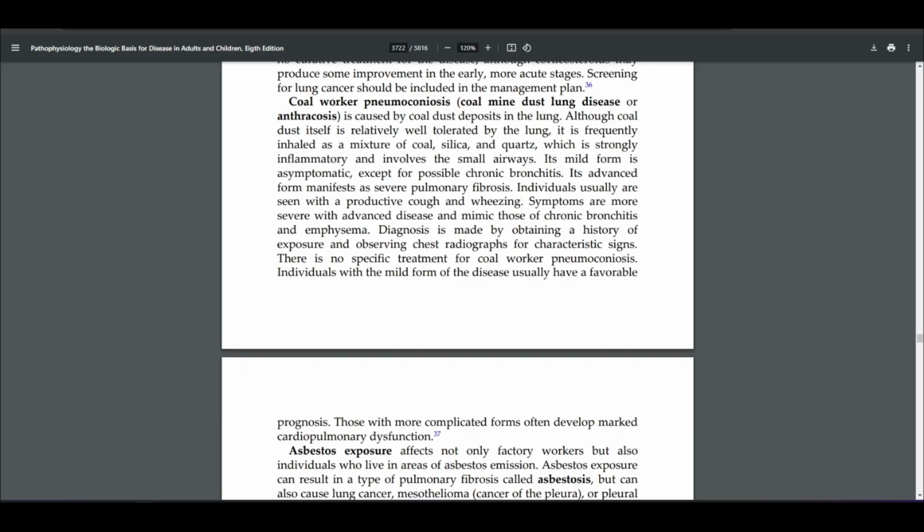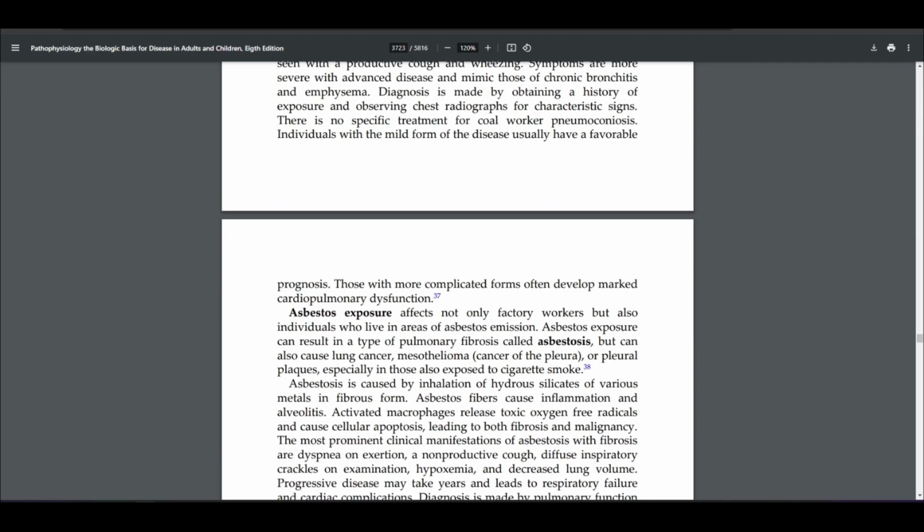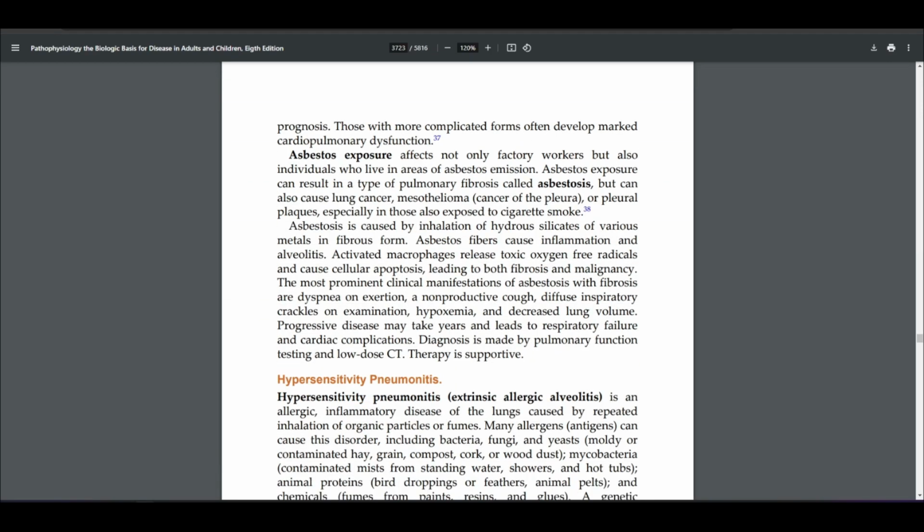Individuals usually are seen with a productive cough and wheezing. Symptoms are more severe with advanced disease and mimic those of chronic bronchitis and emphysema. Diagnosis is made by obtaining a history of exposure and observing chest radiographs for characteristic signs. There's no specific treatment for coal worker pneumoconiosis. Individuals with a mild form of the disease usually have a favorable prognosis. Those with more complicated forms often develop marked cardiopulmonary dysfunction.